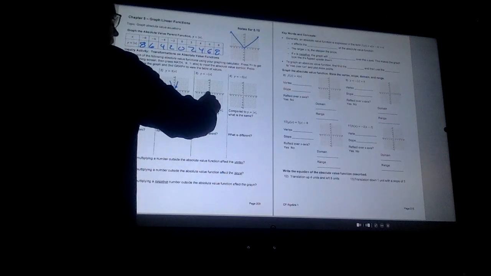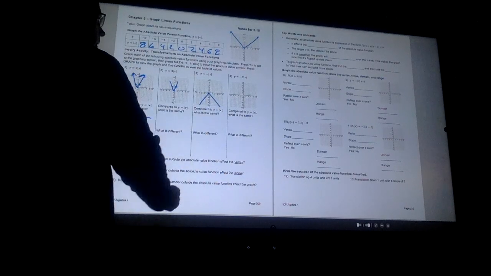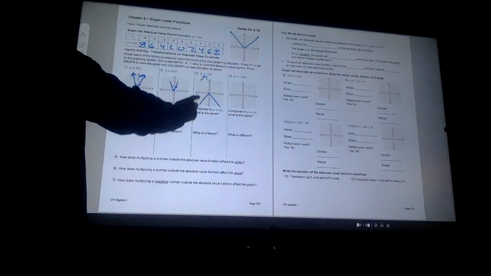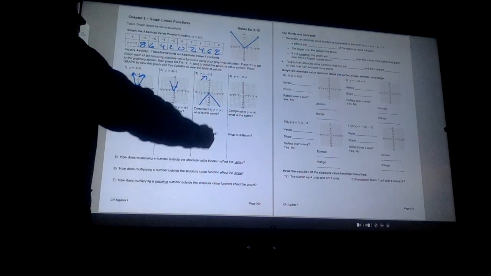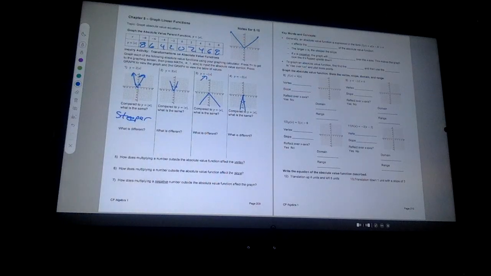This one is a negative, so it actually opens upside down. Okay? The negative out front flips it upside down. The negative 5 out front, I'm still going to have the 0, 0. I'm going to go right 1 down 5, left 1 down 5. So this one's like a really tight one. So just keep an eye on that.